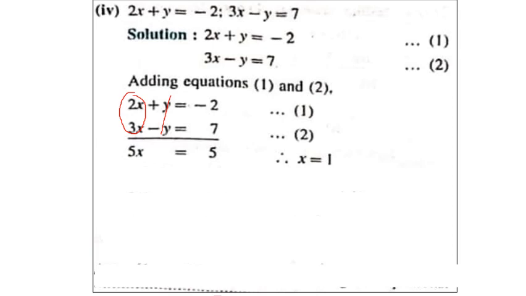Where 2x plus 3x is 5x in LHS and RHS, minus 2 plus 7 will be plus 5. So therefore 5x is equal to 5. So when 5 shifts onto the other side it becomes division. So x is 5 upon 5, which is 1.